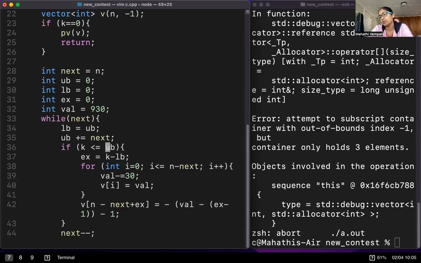So k less than equal to upper bound. K here is 2, less than equal to upper bound, which is 3. That is true. Extra is equal to k minus lower bound, which is 2. That's good. Extra is 2. For i equals 0, i less than equal to n minus next, less than equal to 0, which makes sense. i plus plus. Val minus equals 30, so 900. Val if i equals val. That's good, so that's a 900.